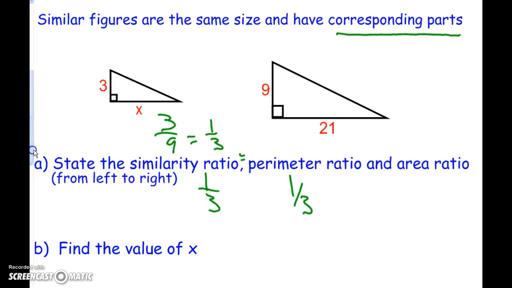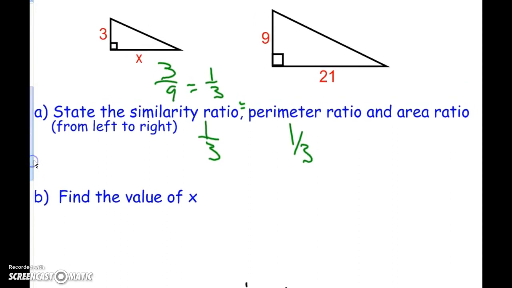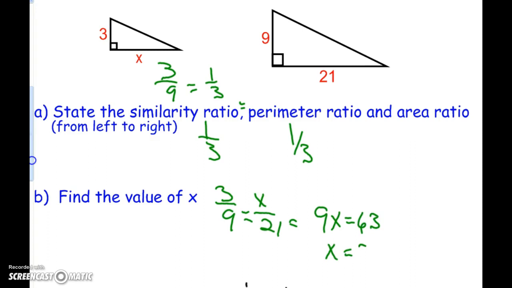Now, we'll go down here. Find the value of x. What would x be? Well, the similarity ratio is 1/3. We set that up to the other part. Oh, I made a mistake already. Let's do that again. If the similarity ratio is 1:3, I'm going to use the parts right from the triangle. 3/9 is equal to x over 21. When I solve that, I get 9x equals 63, and then x is 7. So the value of x is 7.